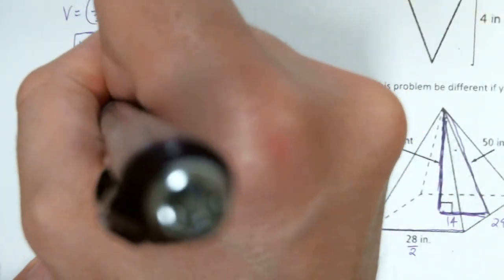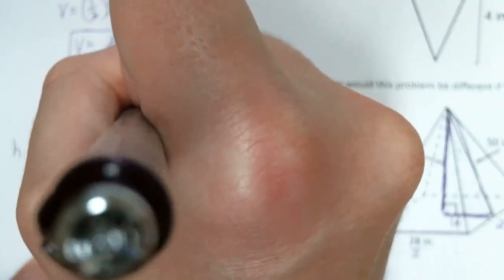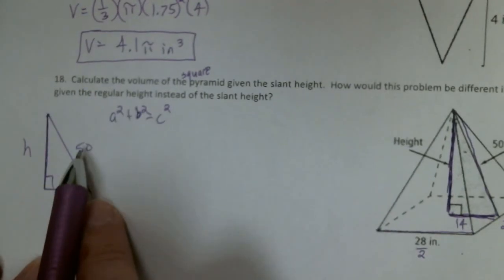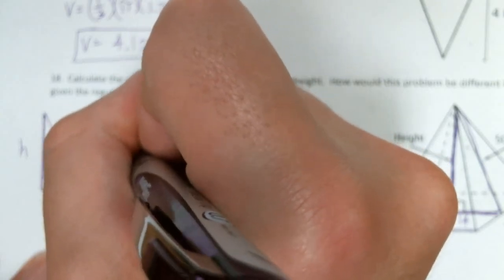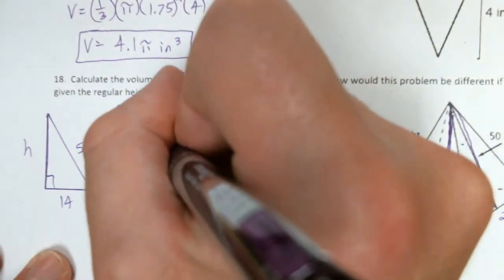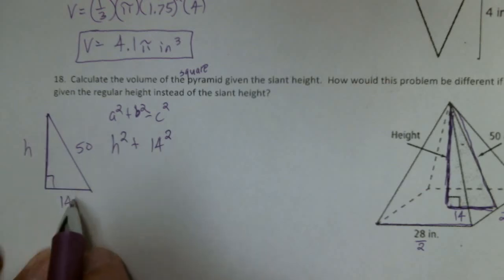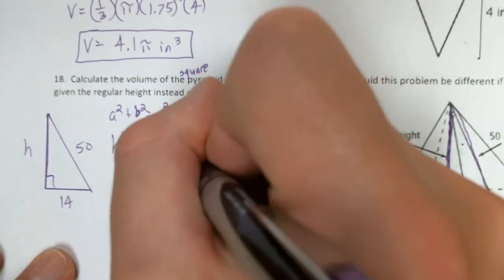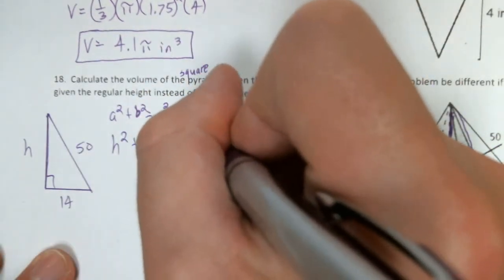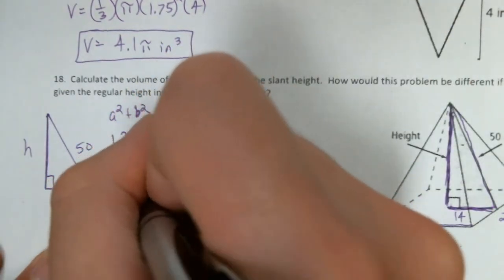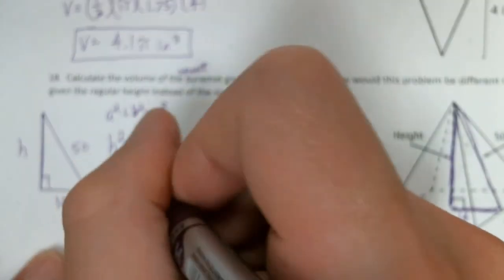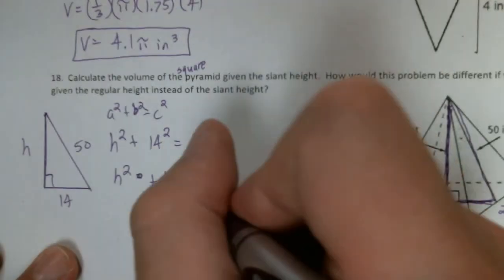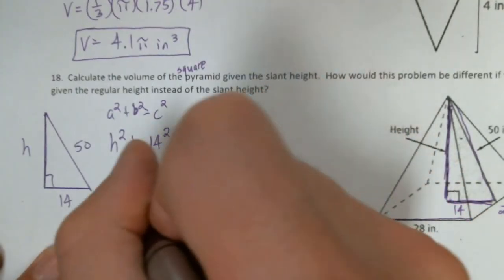All right, Pythagorean theorem says a squared plus b squared equals c squared. That just means this leg squared plus that leg squared equals the hypotenuse squared. So I have h squared plus this leg squared. And it doesn't matter which one you let be a or b. It doesn't matter whether I add 3 plus 2 or 2 plus 3. And then that's going to be equal to the hypotenuse squared, which is 50 squared. So again, h squared plus 196 equals 2500. Let's subtract 196 from both sides.